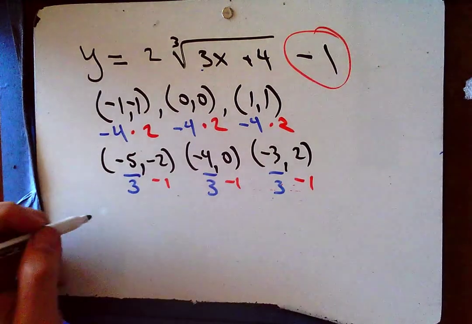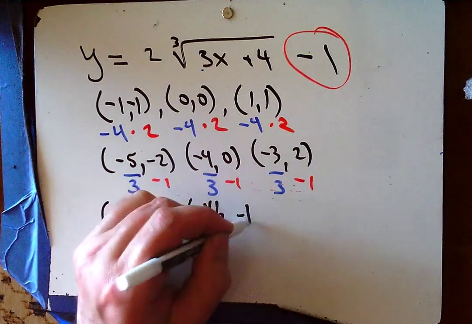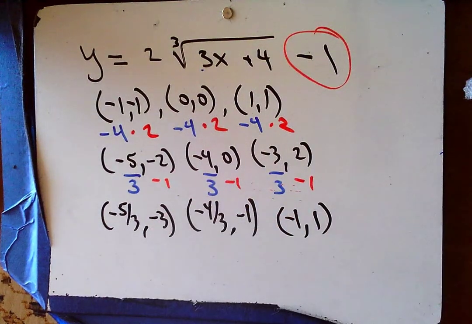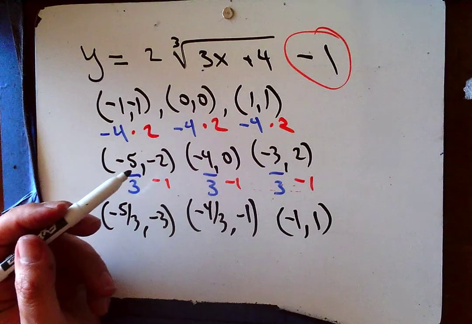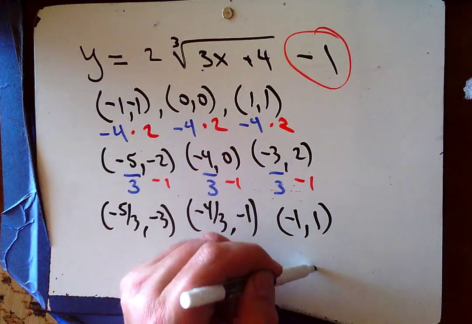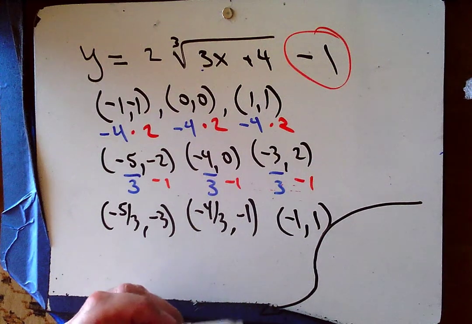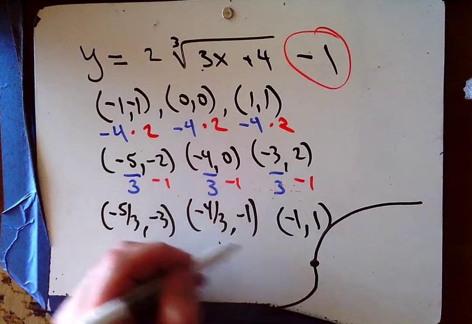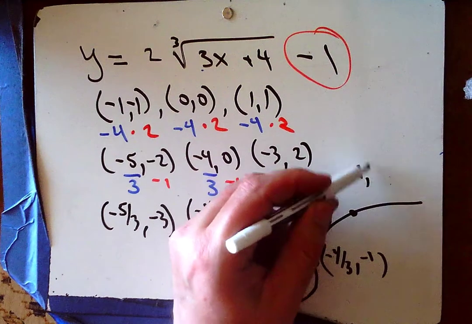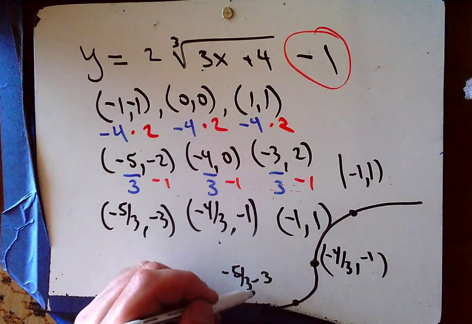So my final points then are (-5/3, -3), (-4/3, -1), and (-1, 1). My recommendation is that you draw this graph. There's no negative here, so it didn't reflect. It's not upside down. Okay, and so this point is our inflection point, the middle point, (-4/3, -1). Then we've got this point here, (-1, 1), and this point over here, (-5/3, -3).